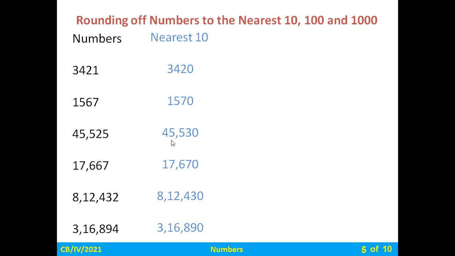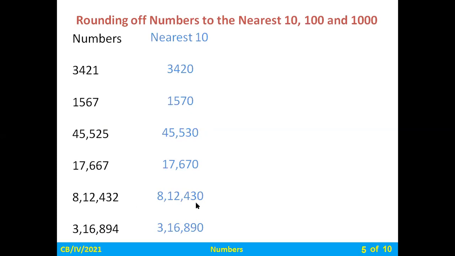So the round off number of 45,525 to the nearest tens will be 45,530. The higher value digits remain the same; only the tens and ones change, because it is given to round off to the nearest 10.